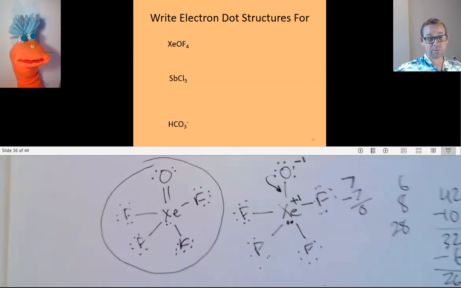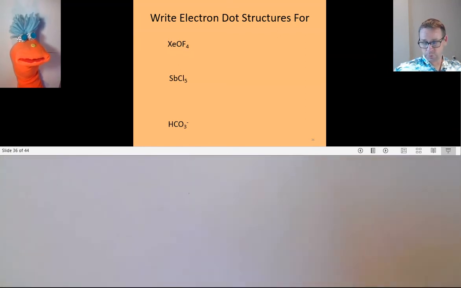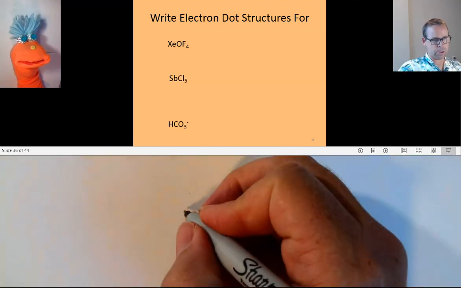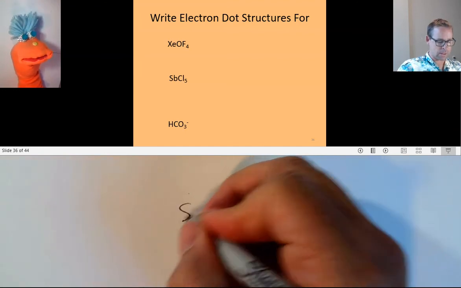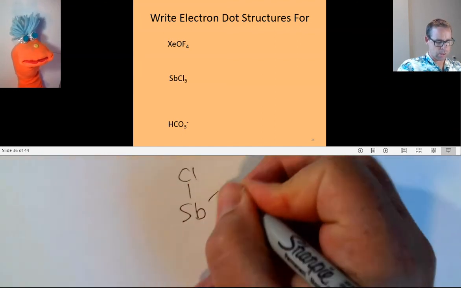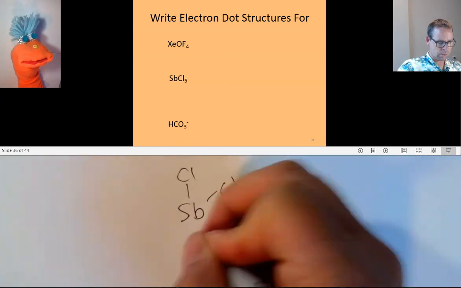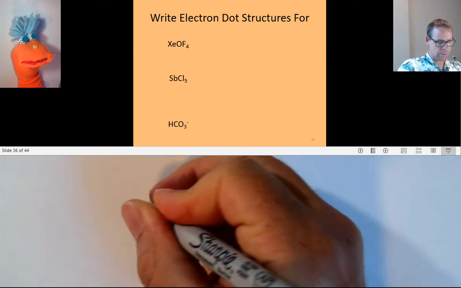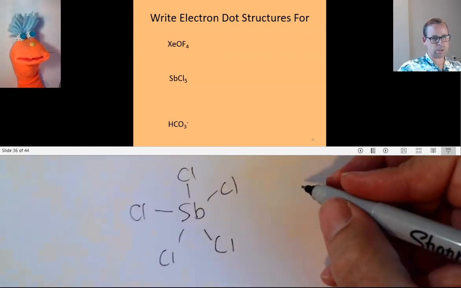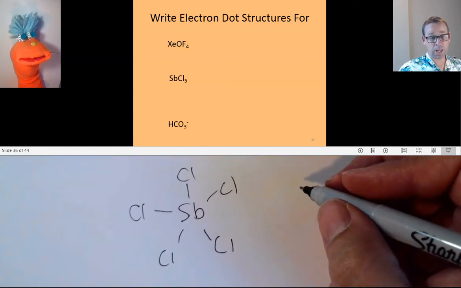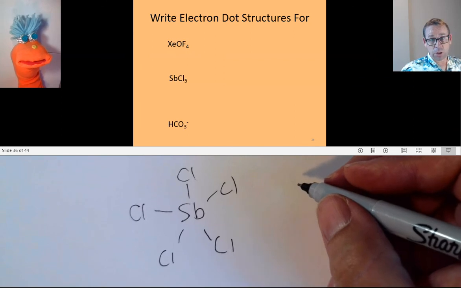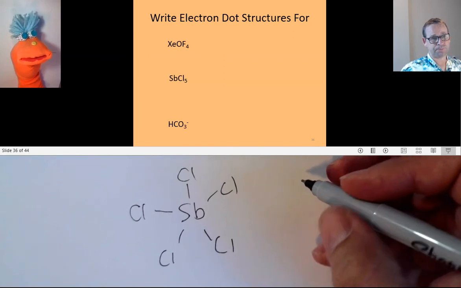All right, SbCl5. This one's pretty straightforward. Try it at home, folks. See what you get. Okay, what are we going to do? Antimony pentachloride. Oh, very good. Antimony pentachloride. 1, 2, 3, 4, 5. Right? How many electrons were brought to this party? Count them up. Make sure you finished all the way through before you watch the rest.